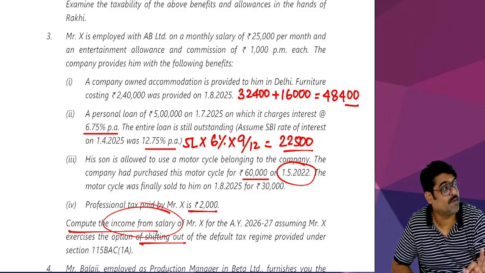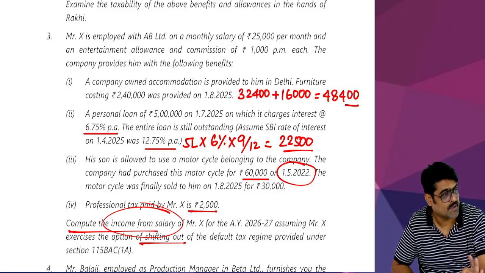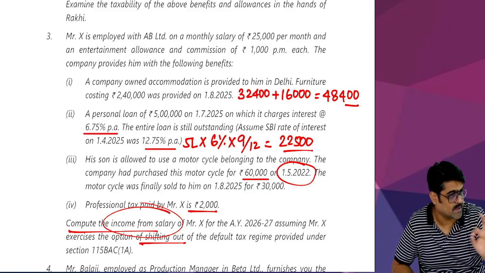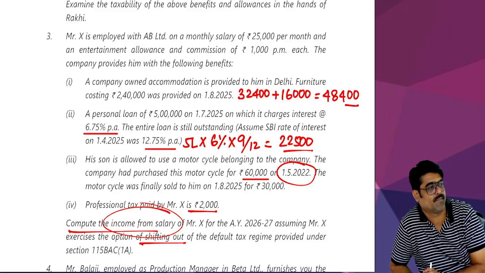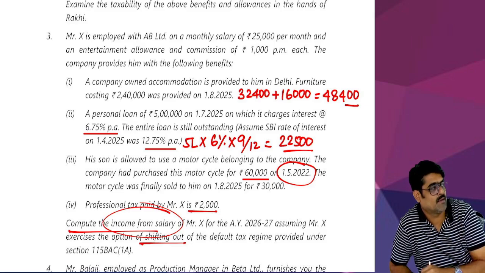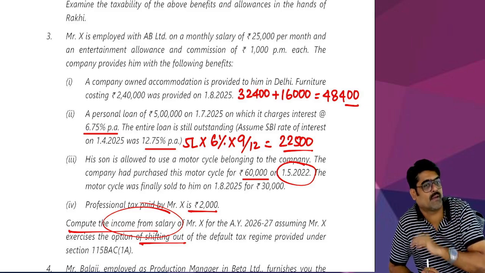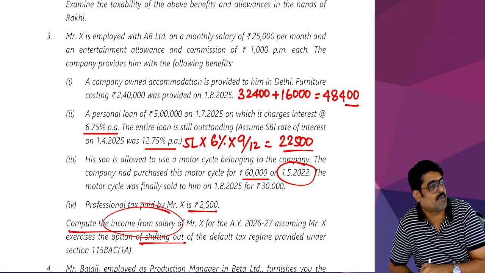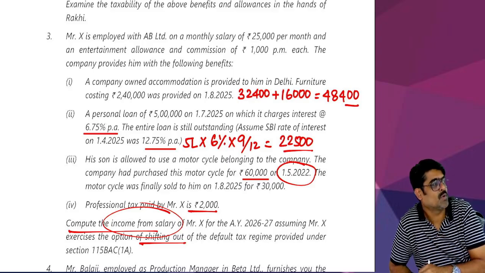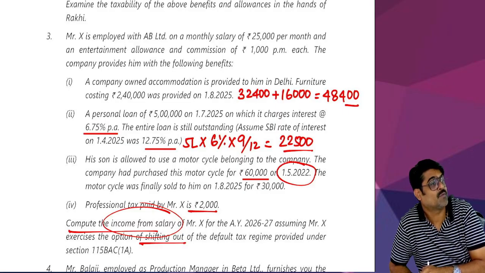Rent free furnished accommodation. Underline. What will you write? Value of accommodation. In the bracket, 10% of salary. That is 10% of 3,24,000. Inner column 32,400. Next, add value of furniture.